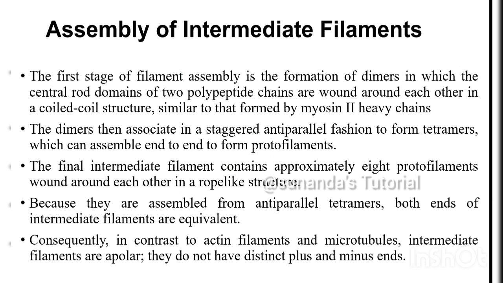Next, dimers associate in a staggered antiparallel fashion to form a tetramer. When four monomers associate with each other, or two dimers associate with each other, they form a tetramer. Because they are assembled from antiparallel tetramers, both ends of intermediate filaments are equivalent. Consequently, in contrast to actin filaments and microtubules, intermediate filaments are apolar.